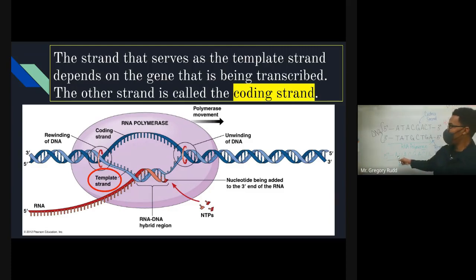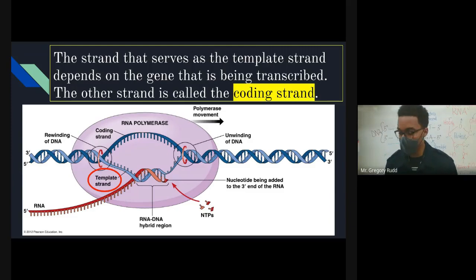Notice how similar it is to the coding strand. It's the exact same thing, except instead of T's, we have U's. So this is why we call this one the coding strand, because its literal code is going to end up being the mRNA. The only difference is that instead of T's, we've got U's. That's why we call it the coding strand. So this is the process of transcription.